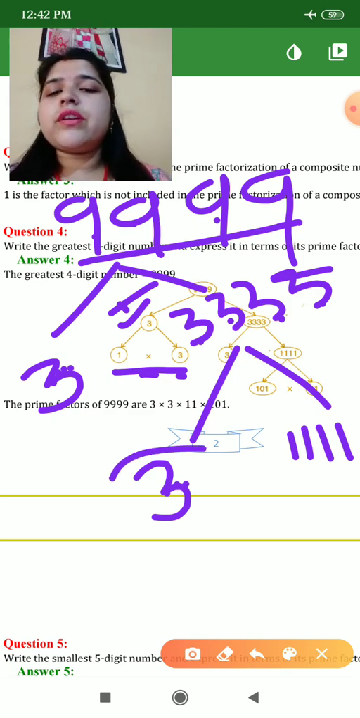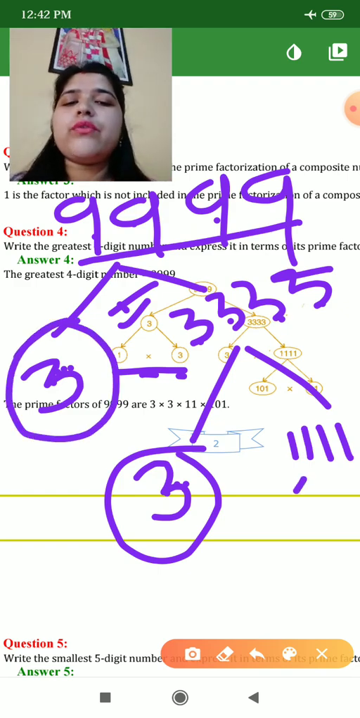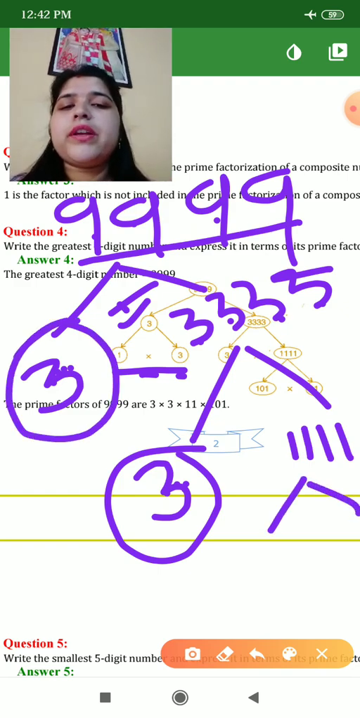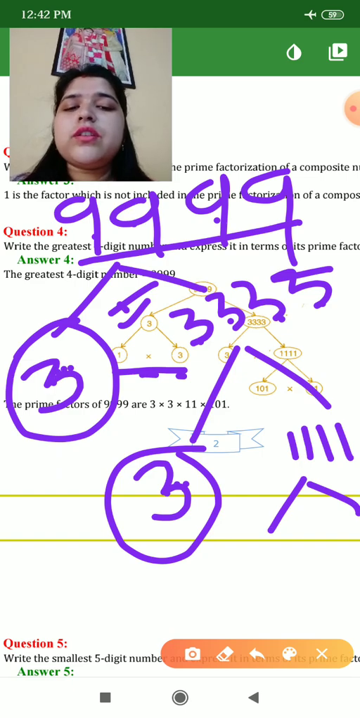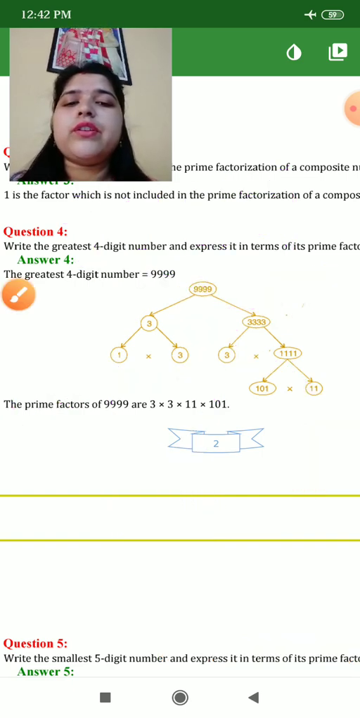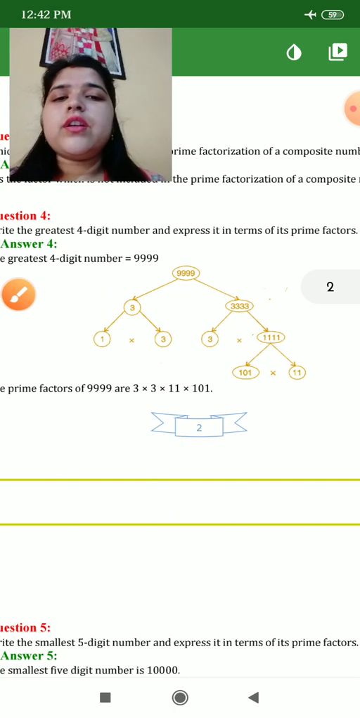Yes, because 3 will remain as it is. This 3 will remain as it is. Now we have to break this number. We will break it as what? See, they have divided by 101. You can look here. Why have they divided by 101?